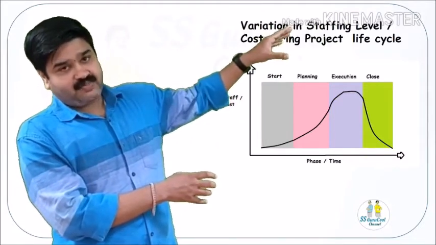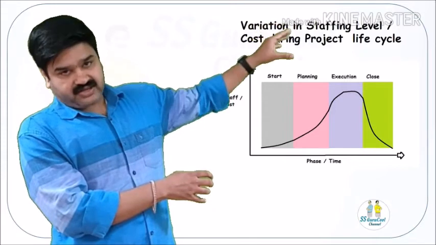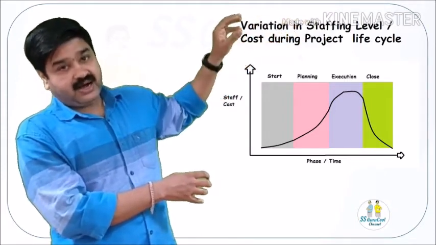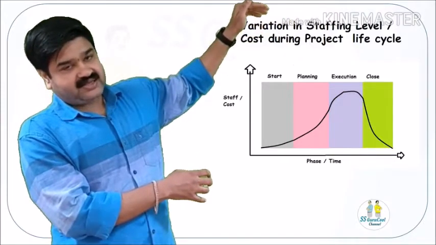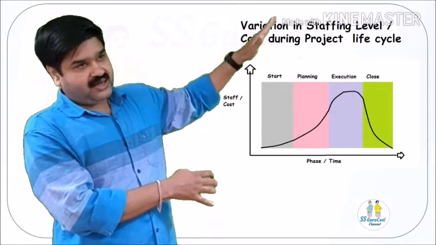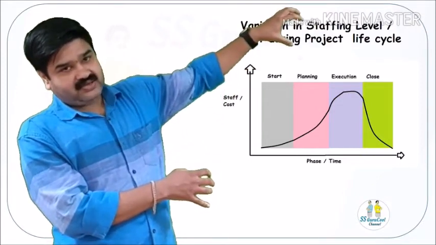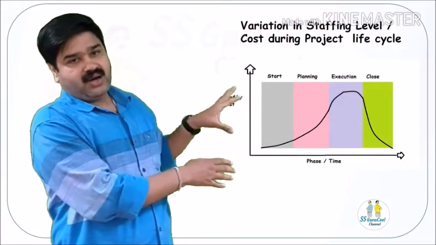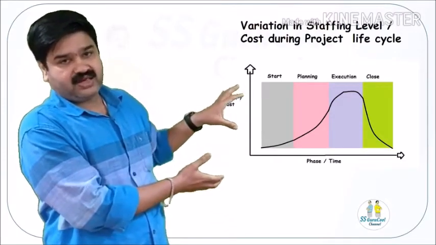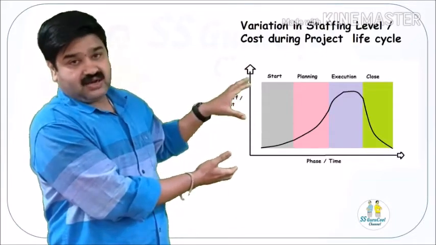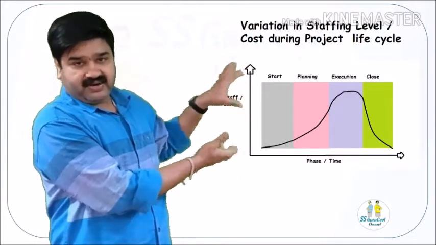It attains its peak when it is in the execution phase, and then once the execution phase is completed, you can see a sudden dip. So it is a gradual increase, attains peak during execution, and then falls suddenly. This is how a staffing level or a cost of a project varies over the life cycle of a project. This curve is also called a camelback curve.